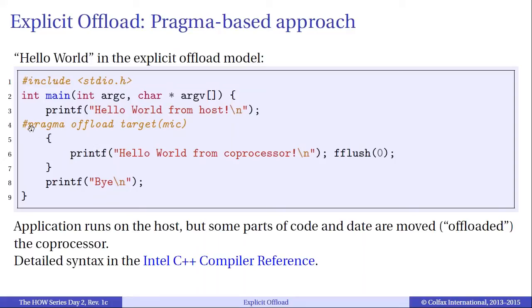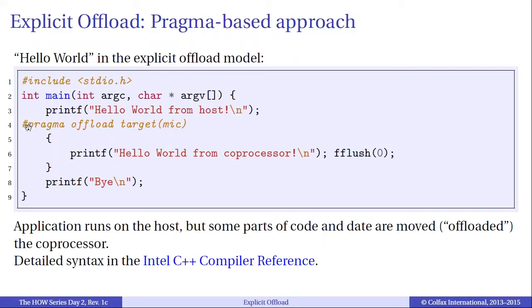At some point in my application, I will have a directive that looks like this: pragma offload target mic. And this directive has an opening parenthesis and the closing parenthesis. And between them, in the scope of this pragma, is arbitrary code. So this code, at compilation time, will be compiled for the Xeon Phi architecture.